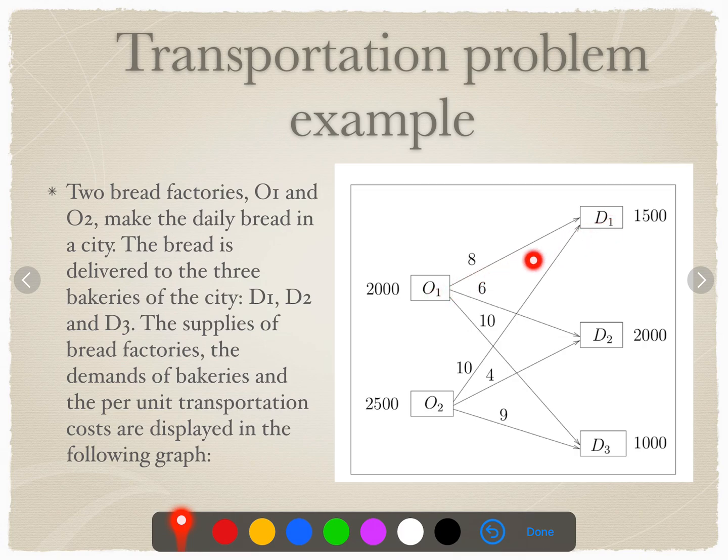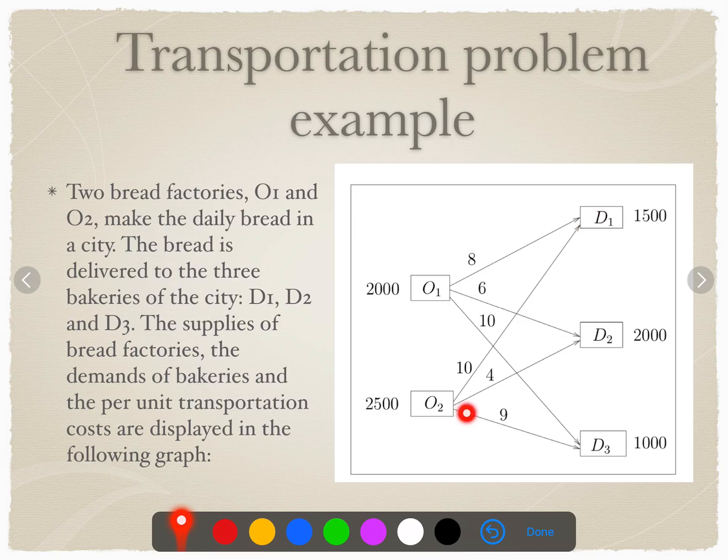Here 8 is the cost of transporting bread from the first factory to the first bakery. 6 is the unit transportation cost of transferring bread from the first factory to the second bakery. 10 is the unit transportation cost of one bread from the first factory to the third bakery.